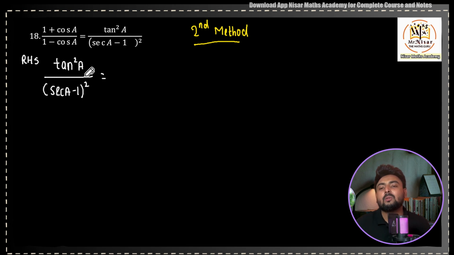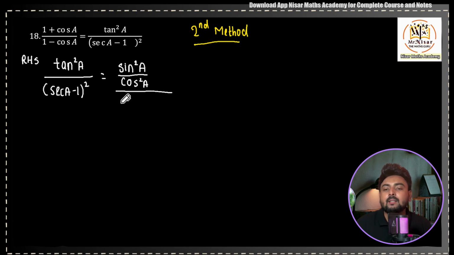Now children, what I'll do, tan means what? See, I want to convert this in terms of cos. So I'll try to convert everything in sine and cos. So tan square, I can write it as sine square by cos square upon sec. Sec is nothing but 1 by cos. Why am I converting this sec as 1 by cos? Because in the LHS cos is there everywhere. So let's do it.